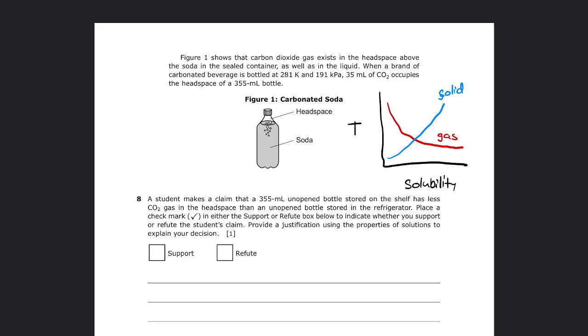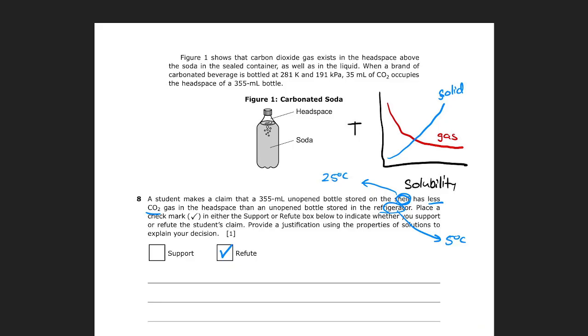Right? This student is saying that the unopened bottle stored on the shelf, which we should remember from the passage is at 25 degrees Celsius, has less CO2 in the headspace than that stored in the refrigerator. That was at 5 degrees Celsius. Well, if it's stored on the shelf, that is at a higher temperature. So on the shelf, there's going to be more gas that comes out of the solution and thus more gas in the headspace. So for that reason, I'm going to refute the student's claim. I don't agree with that.